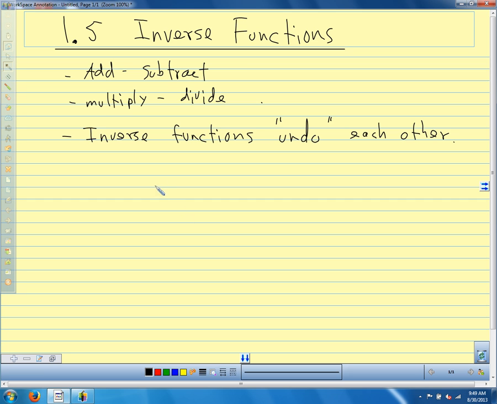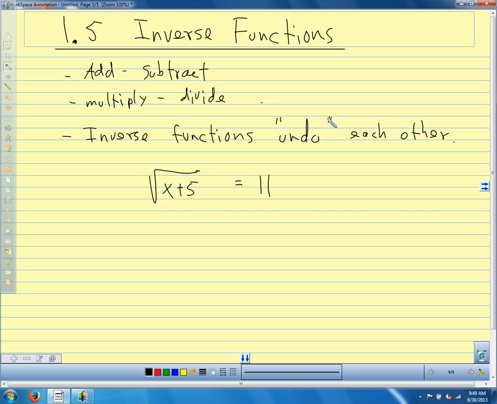So what about if we had something like that? How would we solve that? Squared. So squaring undoes square root. So square and square root are inverse functions. That's probably the most common pair that we've worked with so far, other than adding, subtracting, multiplying, and dividing. Squaring undoes square root undoes squaring.